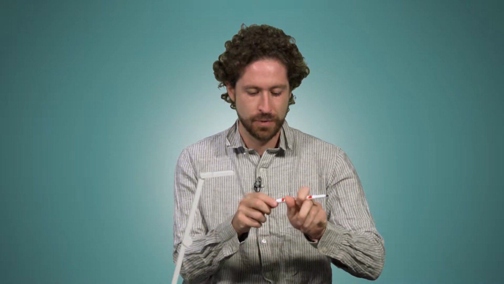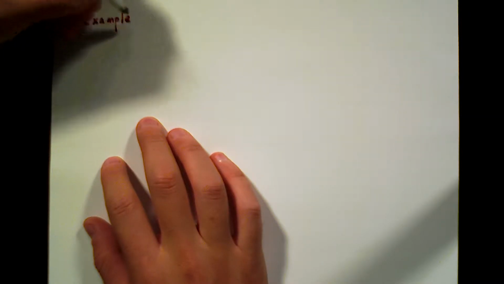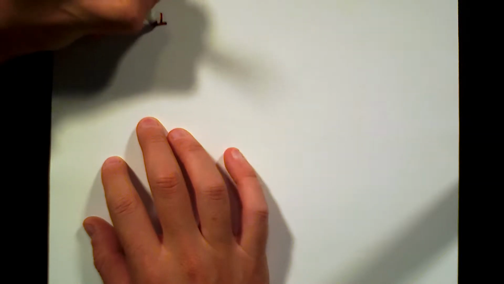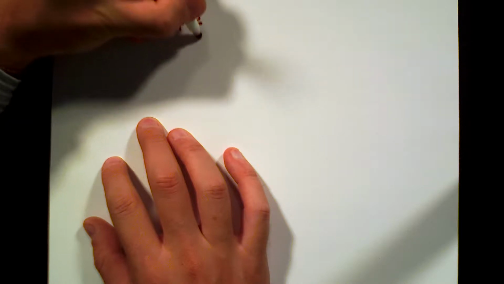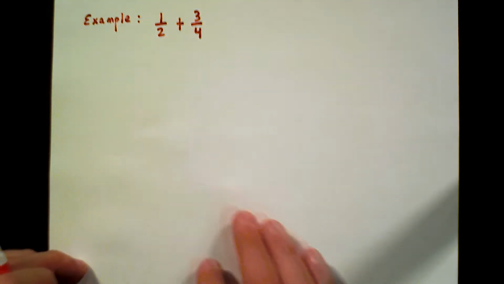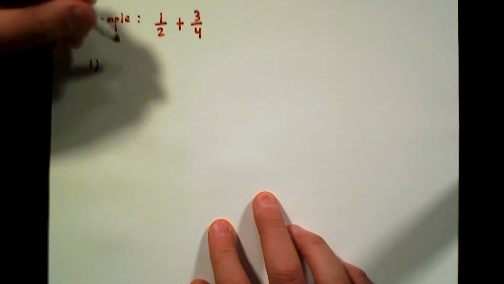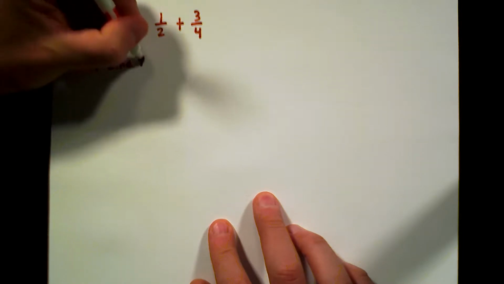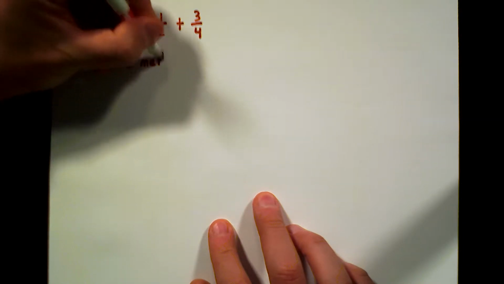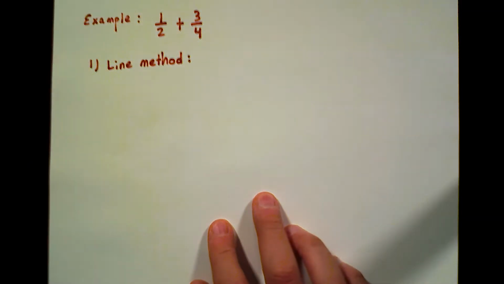So let's go ahead and consider the following example. Let's add 1/2 and 3/4. There are several ways you can do that. Let's do first something that we could call the line method. And of course you could call it in many different forms. And it goes like this.